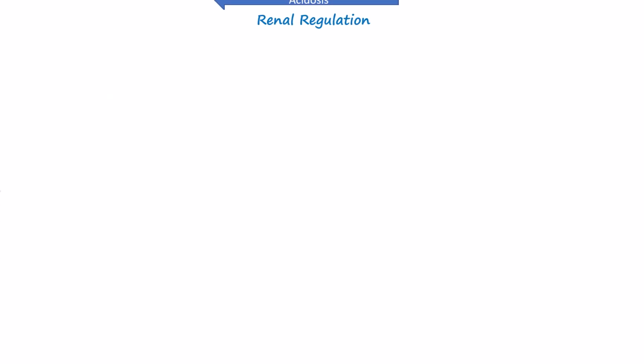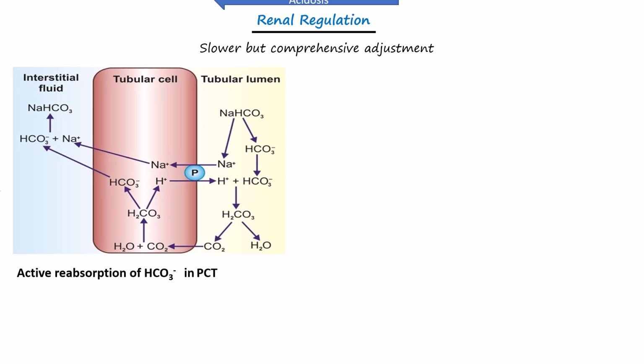The kidneys provide a slower yet more comprehensive approach to pH regulation compared to the lungs. Over hours to days, they carefully restore balance through several coordinated actions. First, they conserve bicarbonate by actively reabsorbing it from the filtered fluid in proximal convoluted tubules, preventing its loss in urine. Second, they eliminate excess acid by secreting hydrogen ions, which combine with urinary buffers like phosphate to form compounds that can be safely excreted.